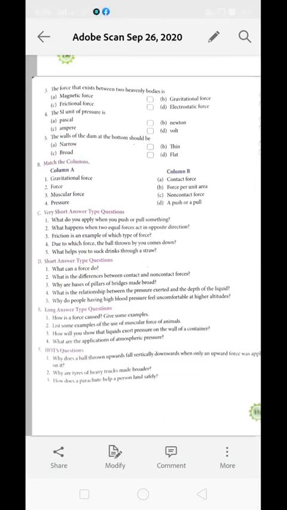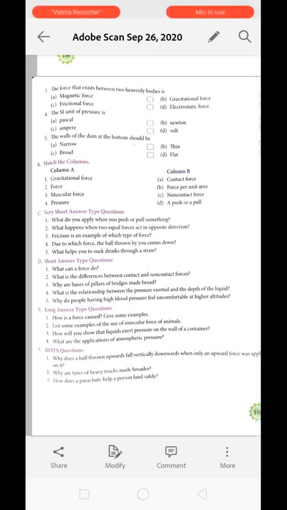List some examples of the use of muscular force of animals. Okay, while pulling the cart, the muscular force of animals is used. While carrying the load on the back, and while we are horse riding, the horse is carrying our weight and pulling our body as well due to muscular force.